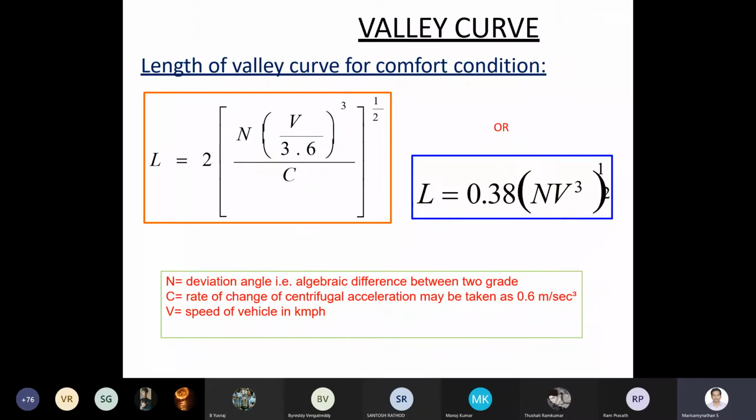At the same time, coming to the valley curve, what is considered? Yesterday I told you that comfort plays the major role when it comes to the valley type of curve.